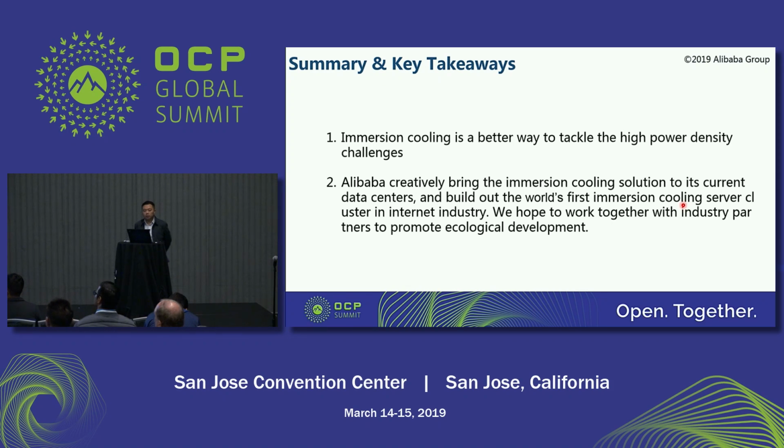So finally, a summary. Immersion cooling is a better way to take on the high power density challenges. The world's first immersion cooling data center in the internet industry, built by Alibaba, is bringing a disruptive energy-saving data center revolution, which serves the challenges of the post-Moore era. We hope to work together with industry partners to promote ecological development. And next, we will show you a video.